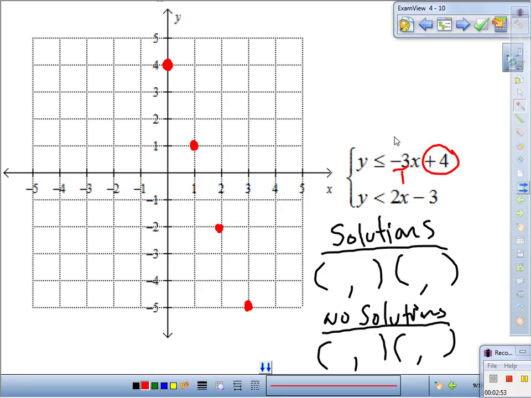Before I graph my line, I need to look at the inequality symbol. I'll write it right above it. Y less than or equal to. So less than or equal to, that means it's what kind of line? A solid line. So then you draw your line, make sure it goes through all the points.